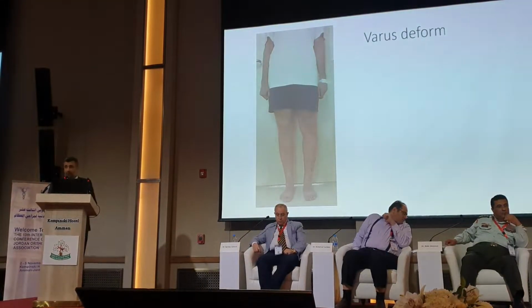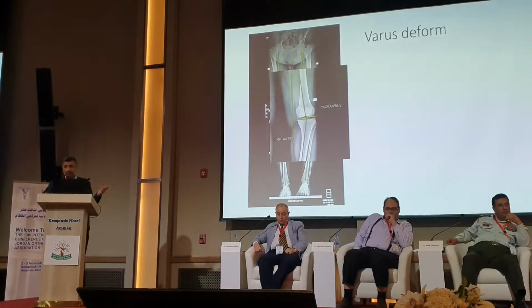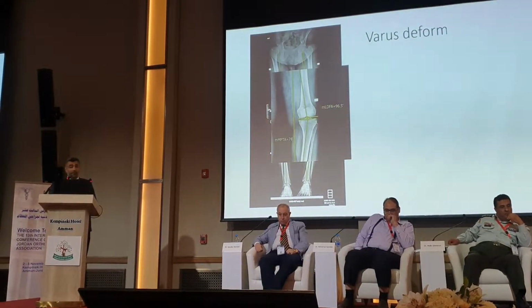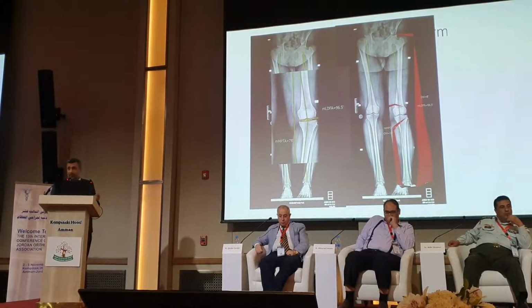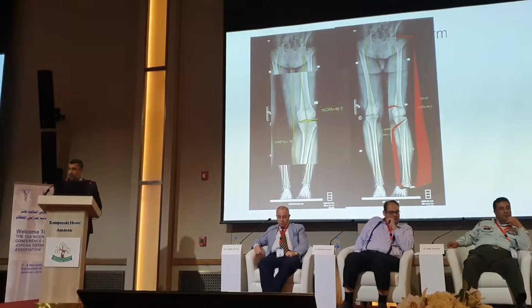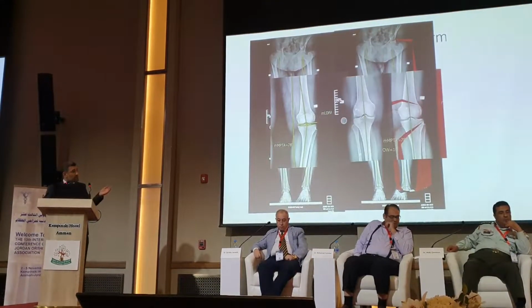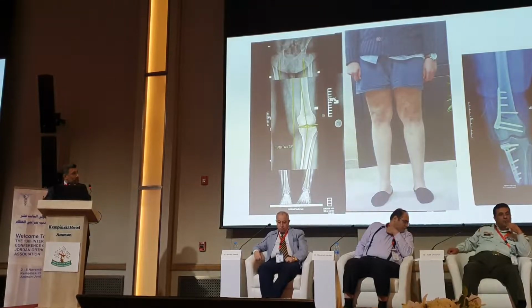This is another case of varus, but in this case, the patient has a double deformity, in the femur and the high tibia. So for this, it's not enough to do a single osteotomy, because the result will be an oblique joint line. So in this case, we need to do a double osteotomy.